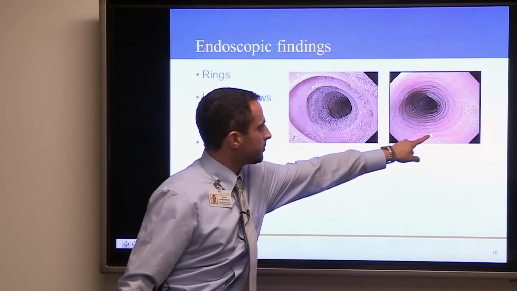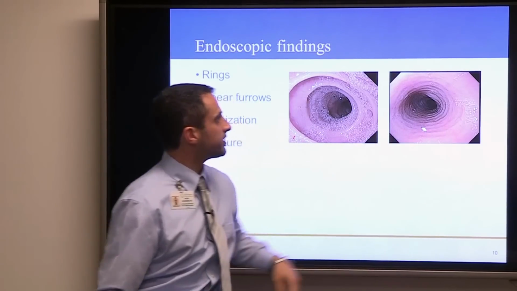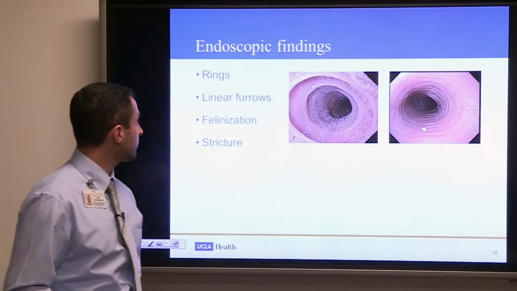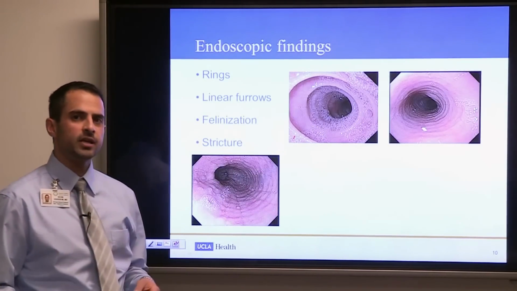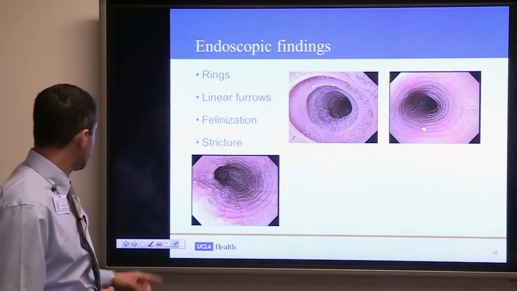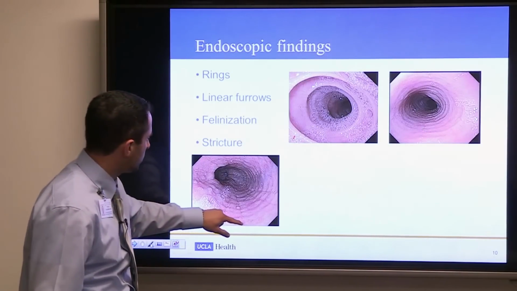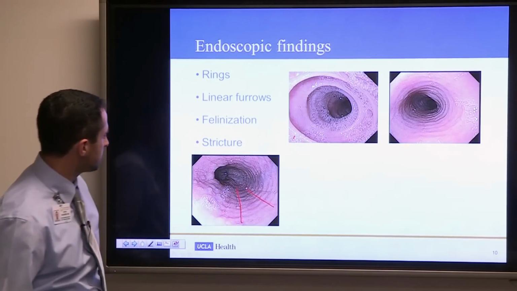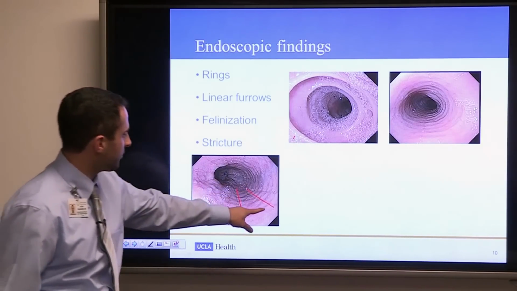And you can see here there's just subtle examples of little rings across that go down the length of the esophagus. So that's the most common finding. Another finding are what we call linear furrows, which, I'll give this another try, go down the length of the esophagus like this. And you can see this example also, they have the rings here.